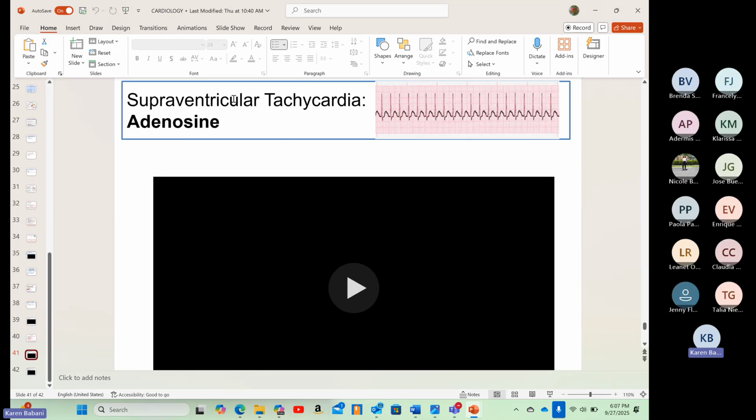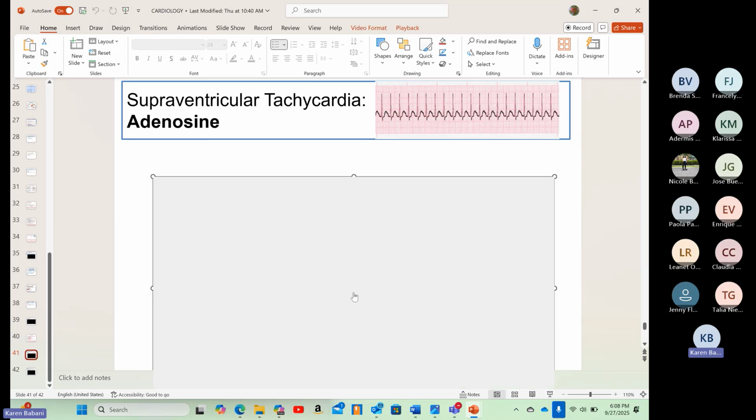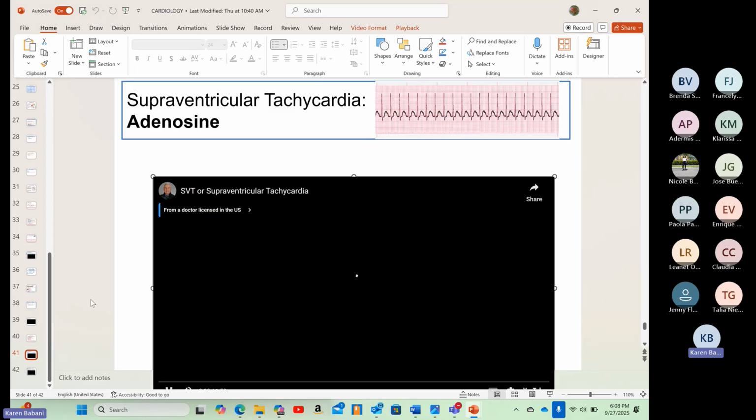This is characterized by fast heart rates of 150 and up. Let me show you what it is and how we use adenosine.